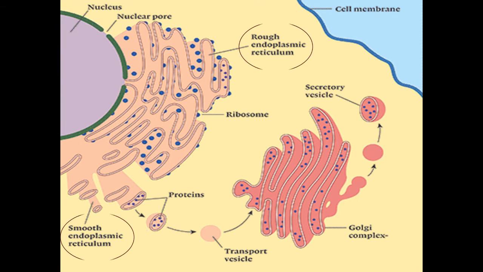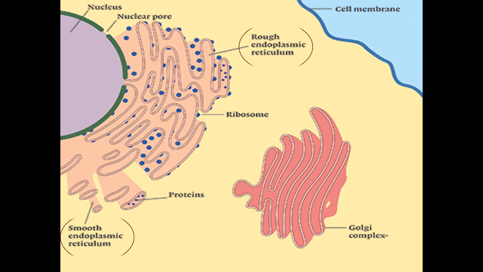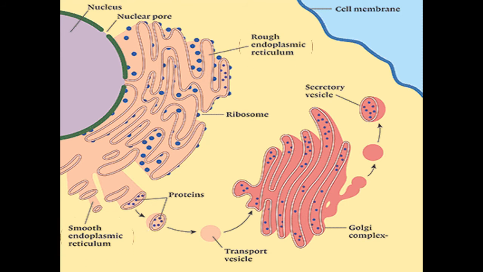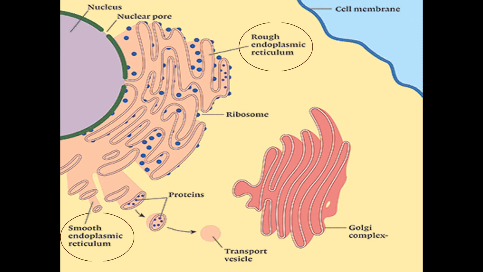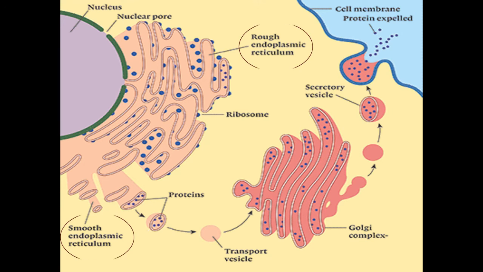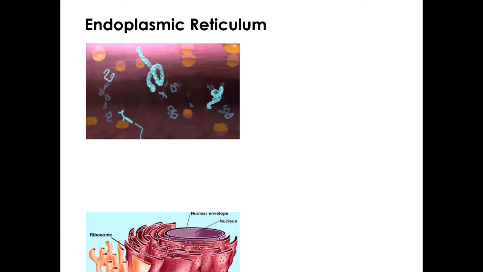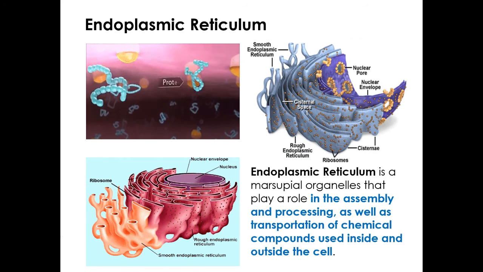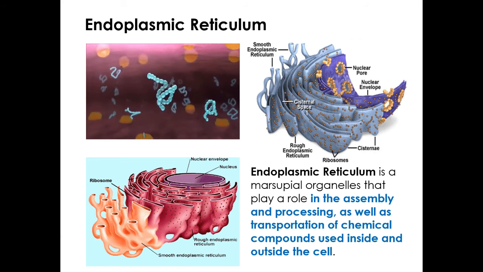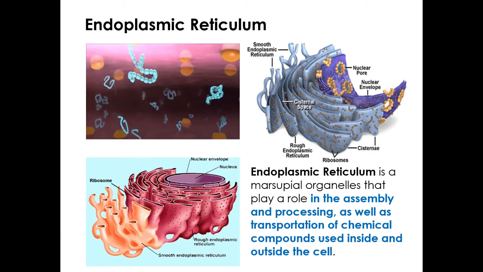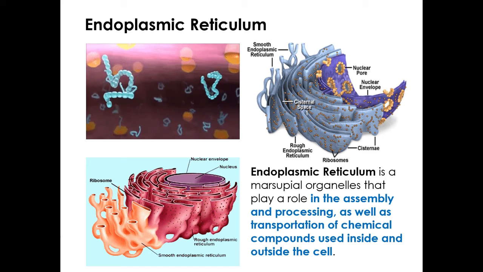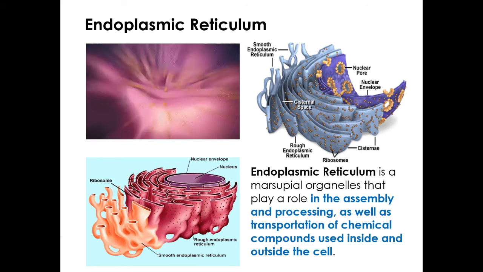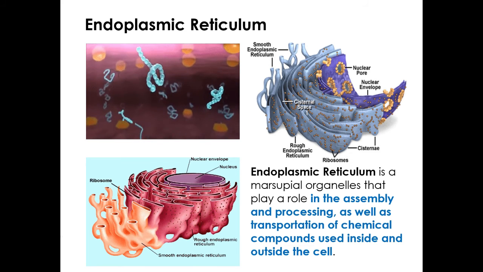The endoplasmic reticulum itself consists of two types: the smooth endoplasmic reticulum, or smooth ER, and the second is the rough endoplasmic reticulum, or rough ER. The endoplasmic reticulum is a membranous organelle that plays a role in the assembly and processing, as well as the transportation of chemical compounds used inside and outside the cells.